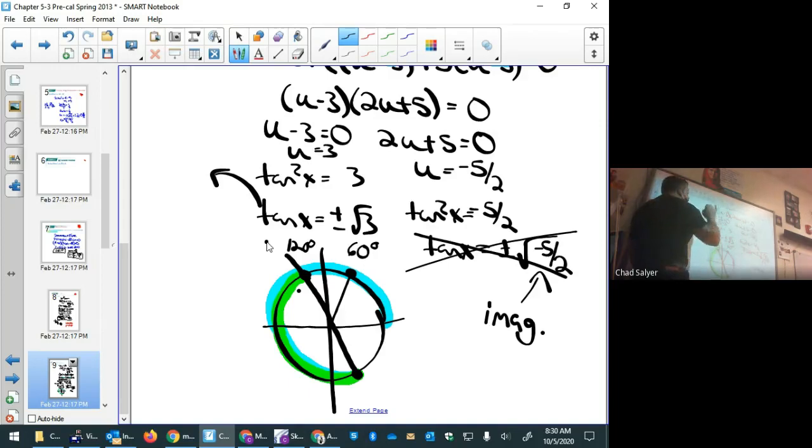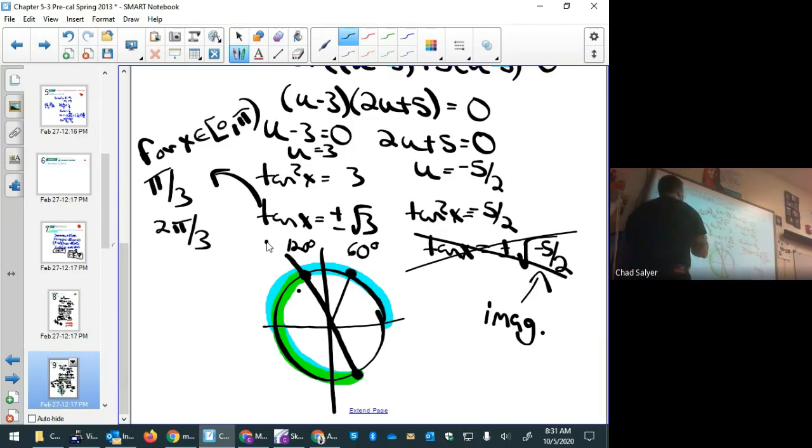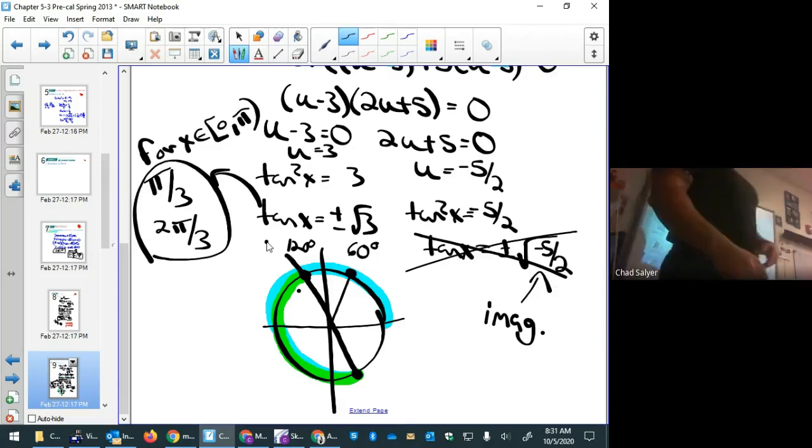So the two solutions between 0 and pi: x is an element of 0 to pi, which is what we were told to consider. I've got pi over 3, which is 60 degrees, and 2 pi over 3, which is 120 degrees.